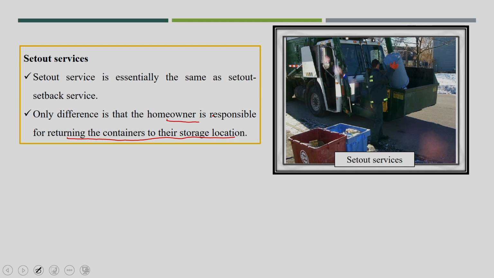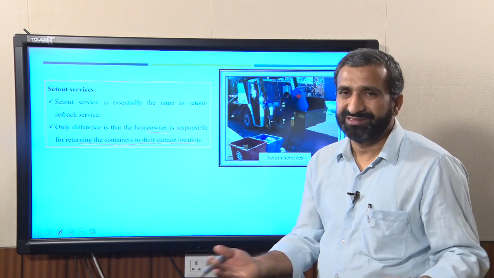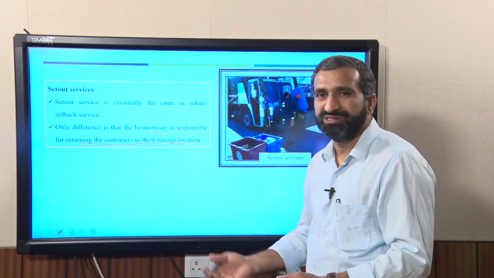Here the full container will be collected by the crew member, the corporation crew member, and that empty container has to be returned to the household location by the house owner. That is the only difference. But in the curb service, both responsibilities are the house owner's. That is the only difference between the two services.